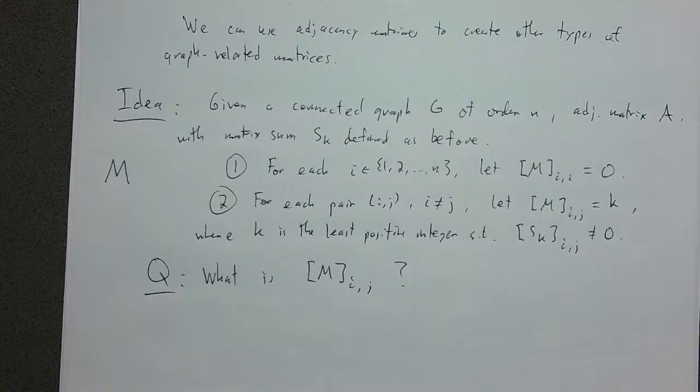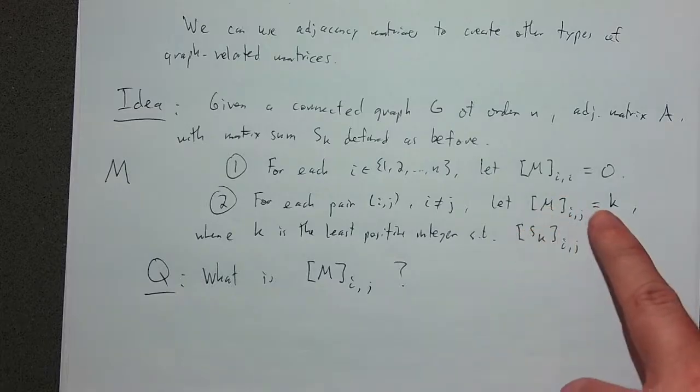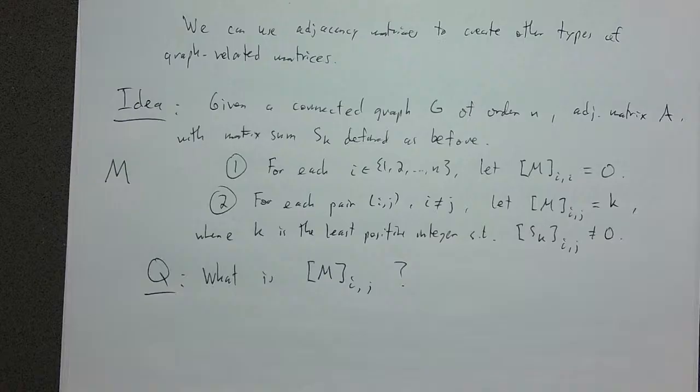So we defined the ijth entry. If we're thinking about these entries as corresponding to vertex pairs, the entry corresponding to vi and itself is 0. The entry corresponding to vi and a vertex vj is k, where k is the least positive integer such that the ijth entry of S^k is non-zero.